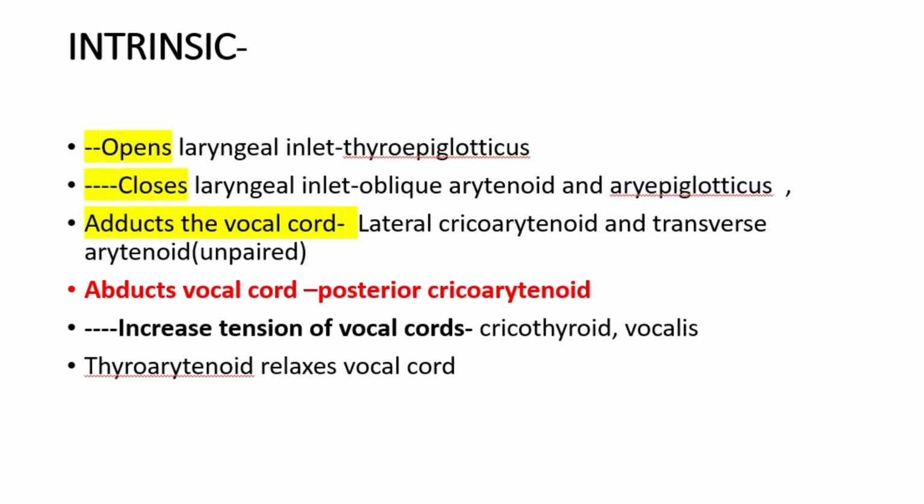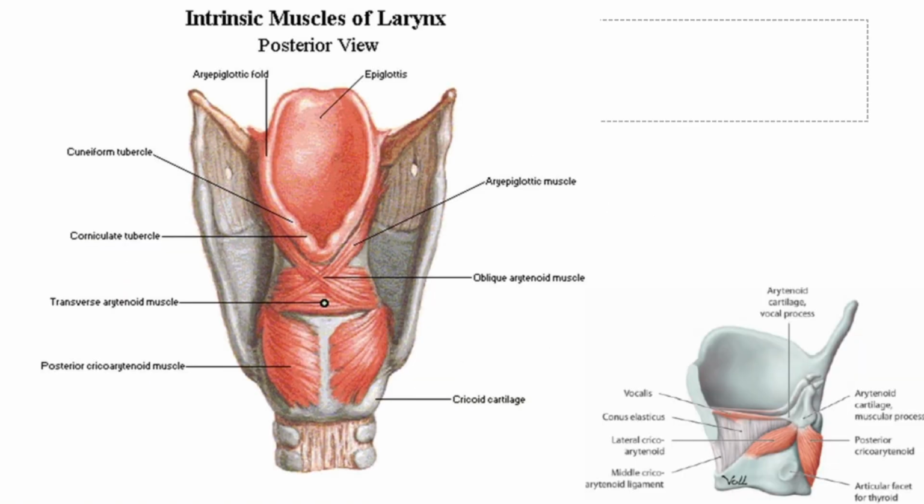The most important are the intrinsic muscles. Intrinsic muscles have three basic functions. Either they are opening the laryngeal inlet, or they are closing the laryngeal inlet, or they are adducting to produce phonation, or they are abducting, or the tension of the vocal cord is being increased or decreased by these intrinsic muscles. So a few of the intrinsic muscles can be seen here. You can see in this picture there are a few muscles.